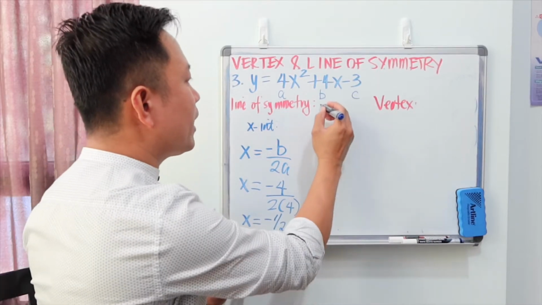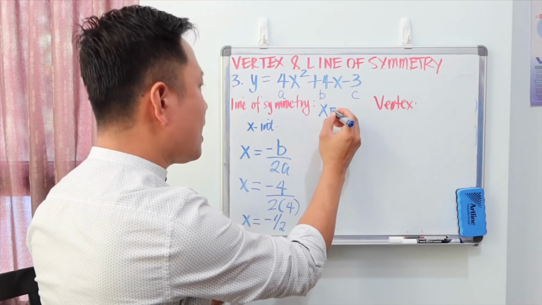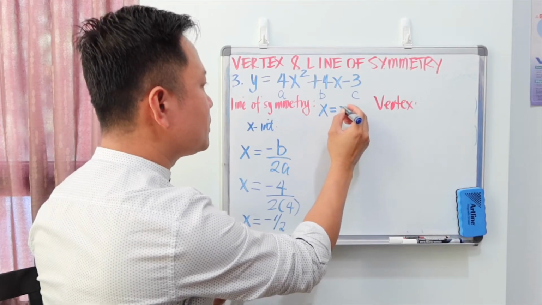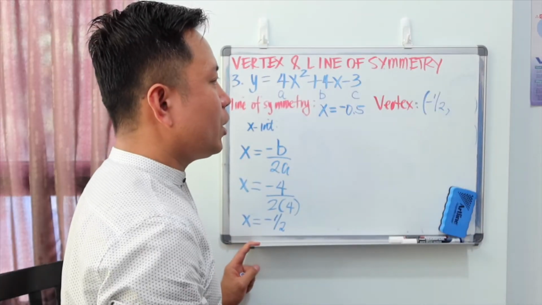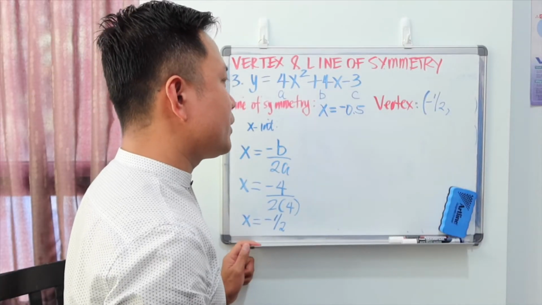That means the line of symmetry will be a vertical line at x is equal to negative 0.5, or negative 1/2. So the x-coordinate of our vertex is negative 1/2.